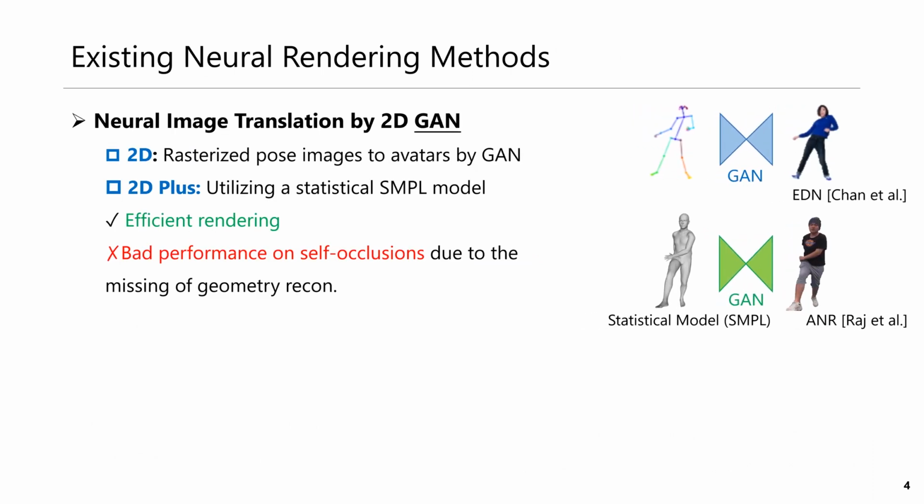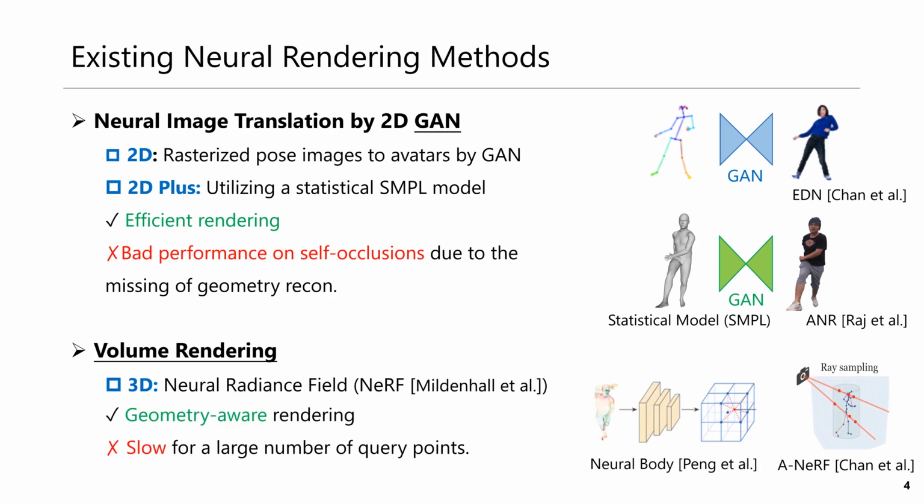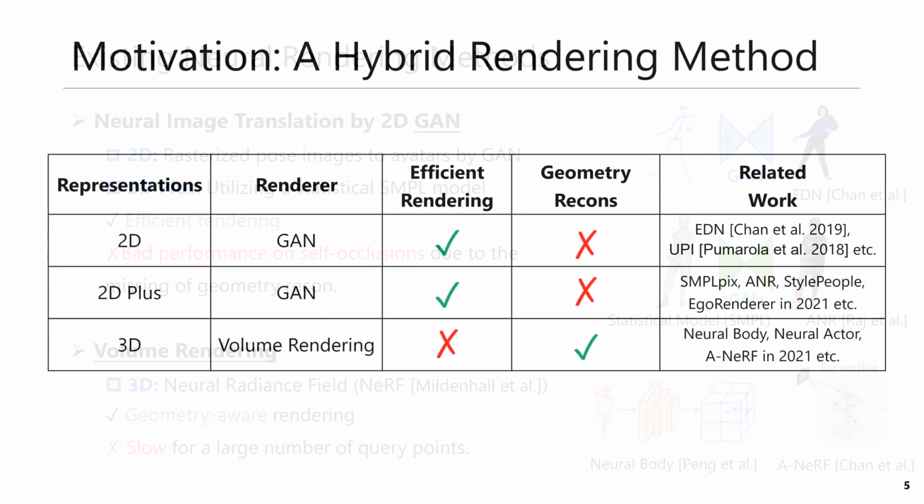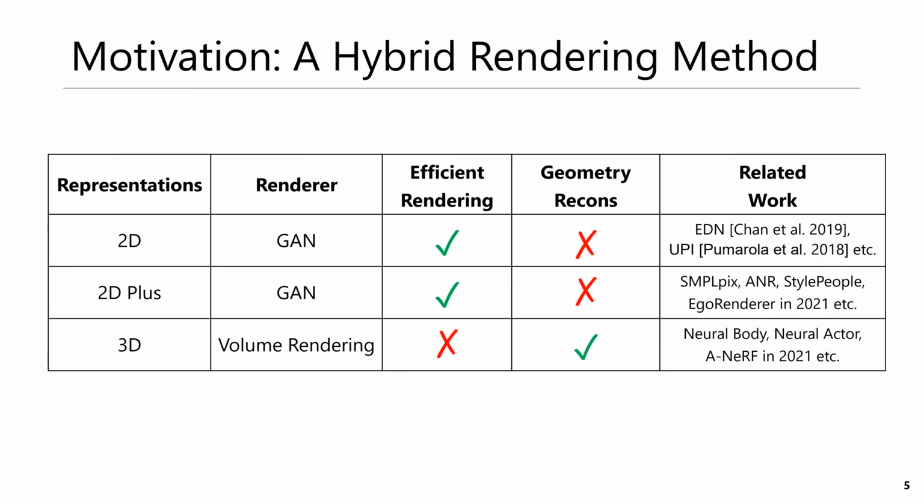Some existing approaches formulate the human rendering as neural image translation by 2D generative adversarial network, such as the 2D and 2D plus method. These methods are efficient in rendering, but their performances are bad on self-occlusions due to the missing of geometry reconstruction. Other methods construct a pose-conditioned neural radiance field, NeRF, and use volume rendering to render human avatars. They are geometry-aware, but generally slow in inference. Previous methods have limitations in terms of efficiency or self-occlusion solving.